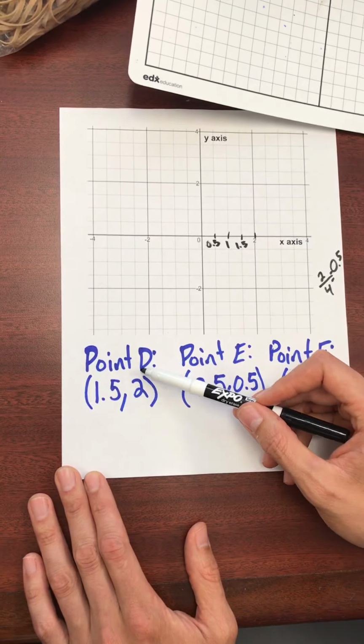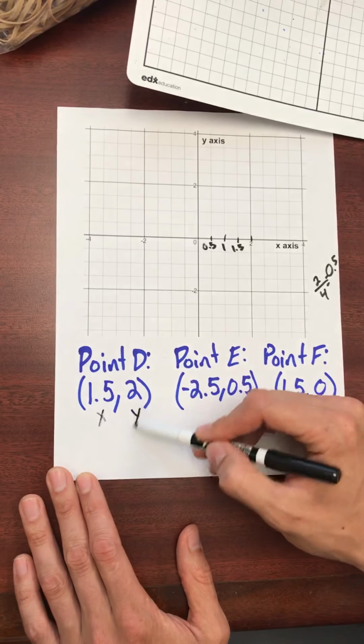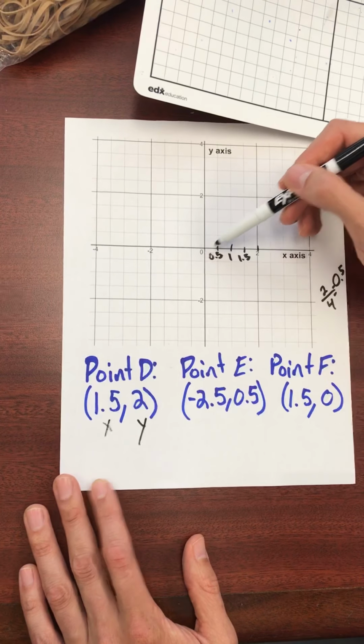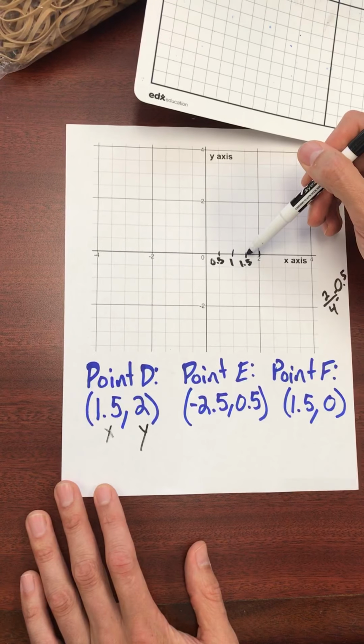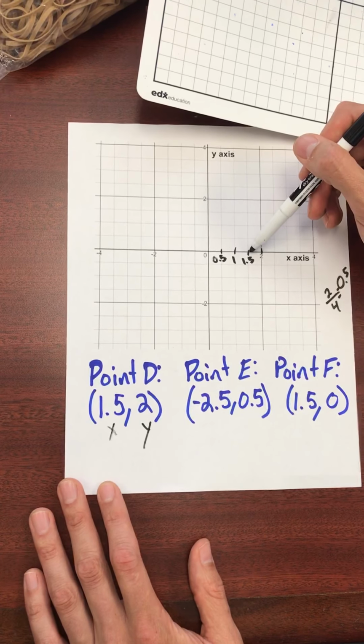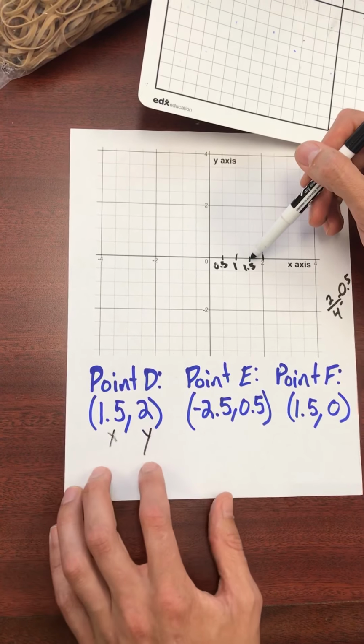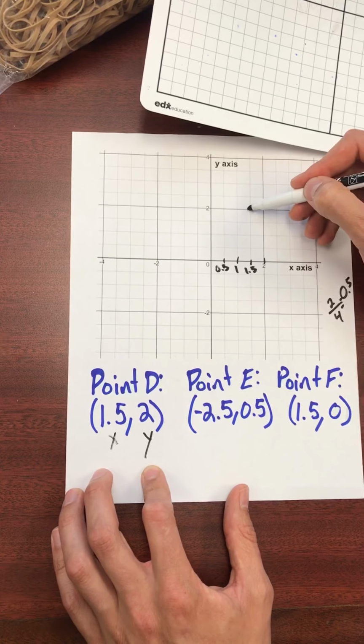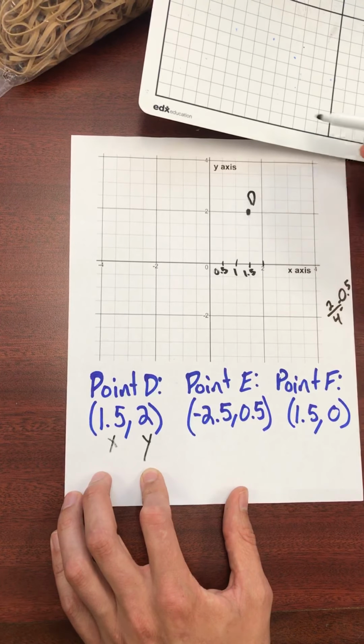Okay, my first point, point D, x value is 1.5, y value is 2. So I go to the origin, I go to 1.5, which is here, and I know that because I figured out the intervals. Then I go up 2, because that's my y value, which I have to remember is up here, and this is point D.